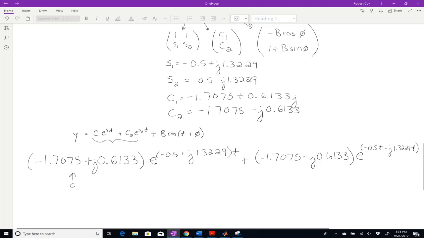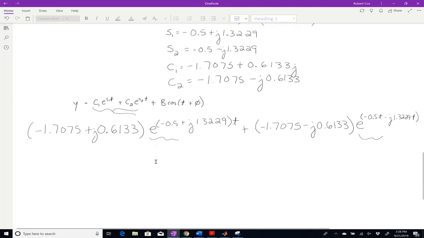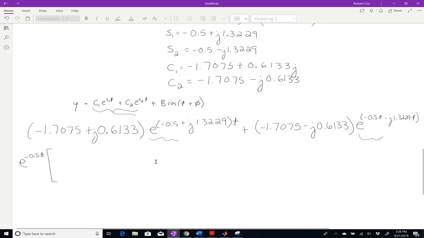All right, now this is what I have here, at least this part of it. A couple of things that I'm going to notice here. I have an e to the negative 0.5t in both terms. I'm going to factor that out. So I'm going to say that I've got e to the negative 0.5t times. Now, at that point, what I'm going to try to do is group some like terms as best I can.